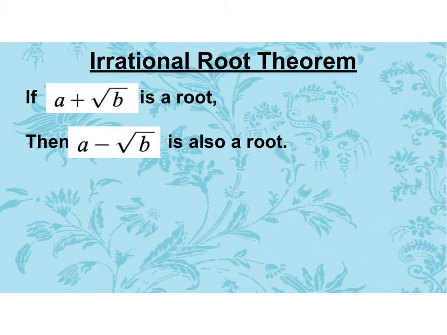We have the irrational root theorem. It says if a plus the square root of b is a root, then a minus the square root of b is also a root. Something like if I had 2 plus root 3, then I know that 2 minus root 3 is also an answer. They come in pairs.